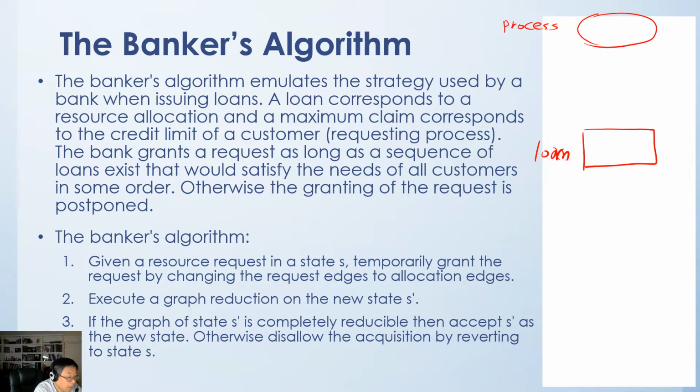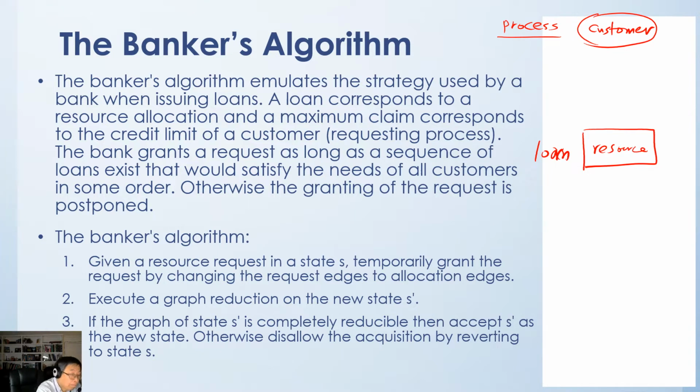Okay. And the maximum claim introduced in the previous slide basically corresponds to the credit limit of a customer. So that's a customer, which emulates the process. Loan emulates the resource.